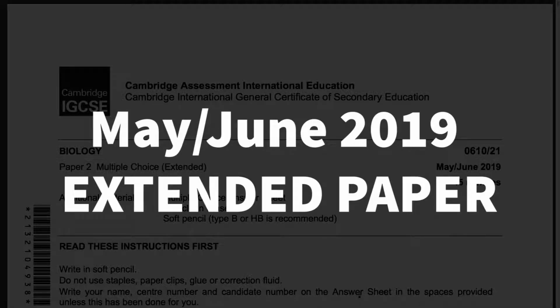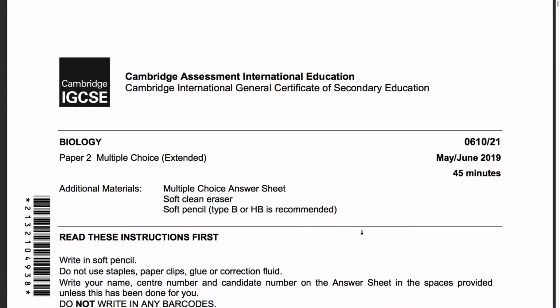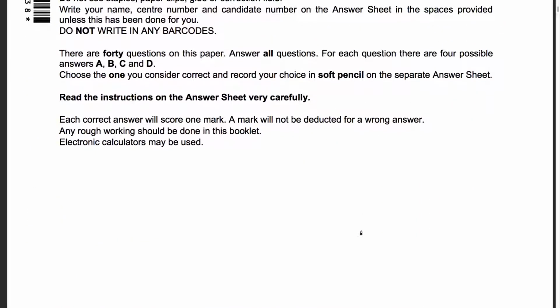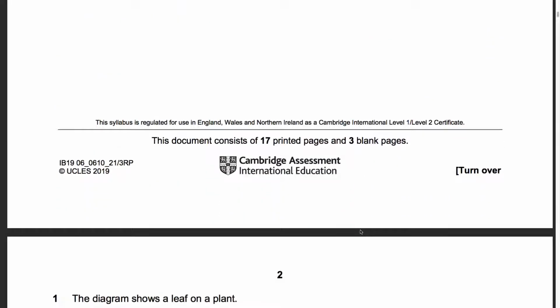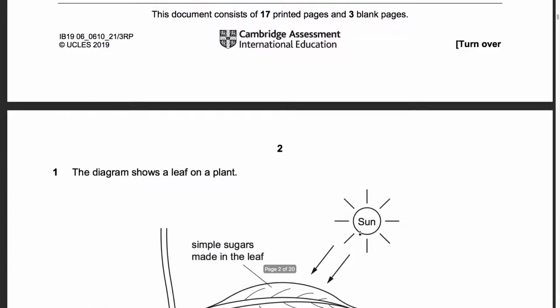This is another walkthrough of a multiple choice paper. This was from May-June 2019, so the most recent paper sat in the UK area. As usual, we're going to go through each question and give a full explanation of the right answer. If you have any questions, please get in touch.